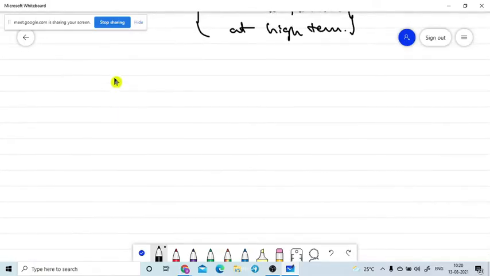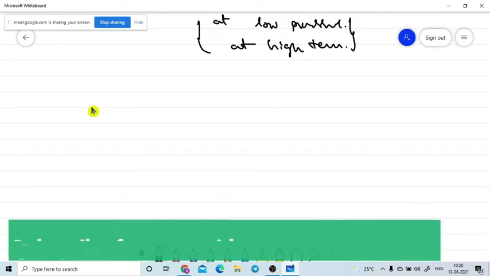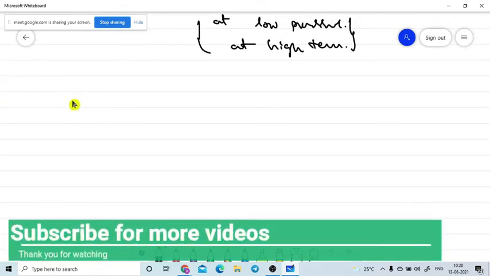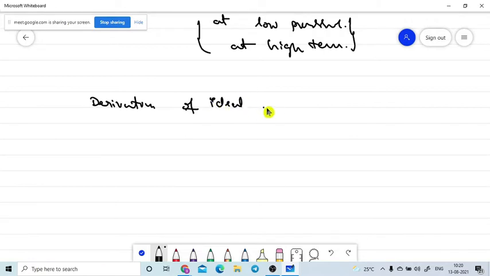Today we are going to discuss the derivation of the ideal gas equation. So the derivation of ideal gas equation, we are deriving. You are already well familiar with the ideal gas equation, PV = nRT. What is the ideal gas equation?